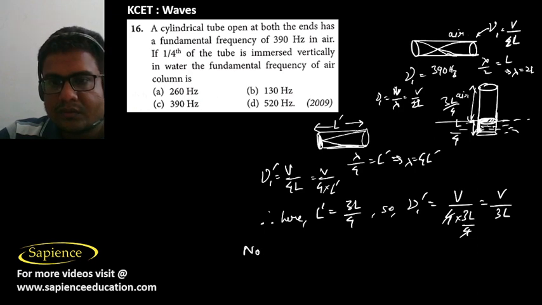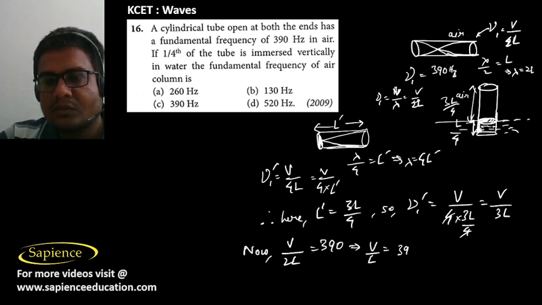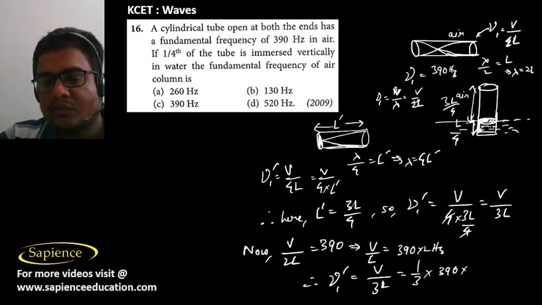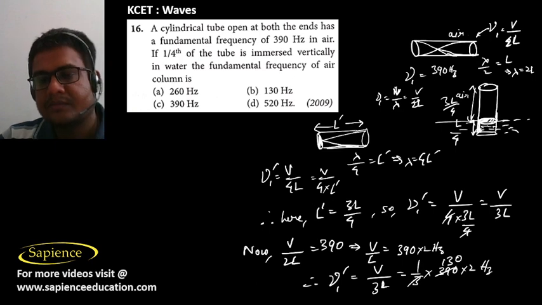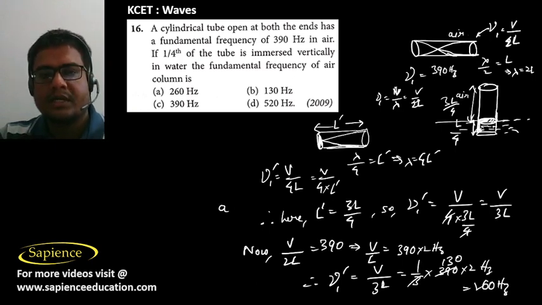So now we have V by 2L given as 390 Hz. So it means that V by L is 390 into 2 Hz. Now the new fundamental frequency is V by 3L. So that is equal to 1 by 3 into 390 into 2 Hz. 3 13s are 39. So it will be 260 Hz. So option A is the correct answer.